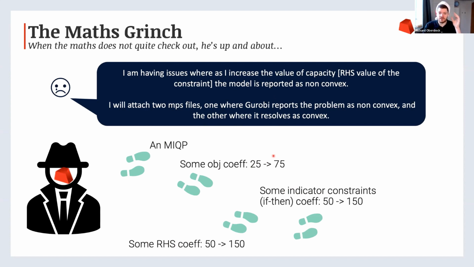So this is if-then. So if this happens then, for those, the coefficients also change from 50 to 150. And then the big question mark appeared, which I'm going to relay to you. What's going on here? Which one of these is the culprit? Which one of these changes suddenly makes this problem non-convex? Let's have a look at what you guys think.